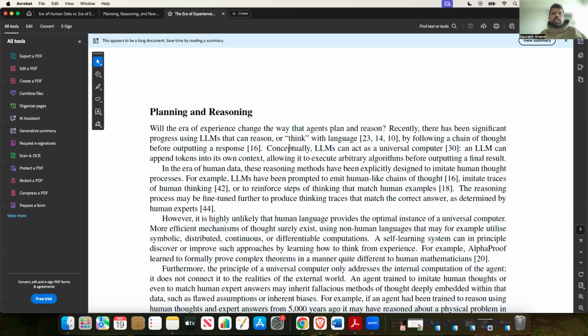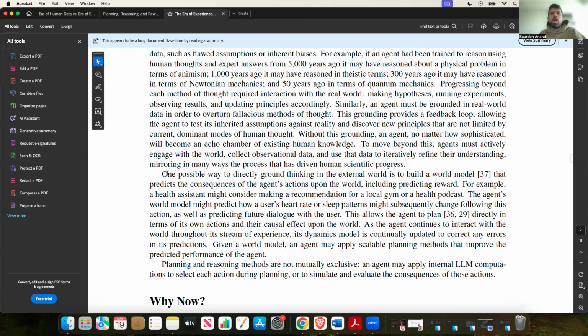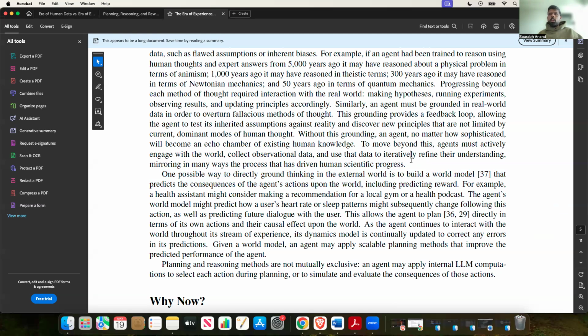In the later part of the paper, it talks about what is called a world model. It counters that a way to get out of these human biases would be to directly ground thinking in the external world, to build a world model that predicts the consequences of the agent's actions upon the world, including predicting a reward. So this world model is basically a model running all the possible simulations, and then incorporating that when it's actually in the environment.